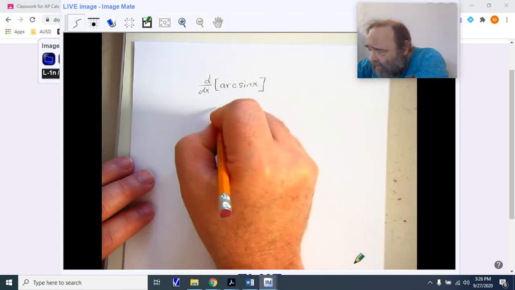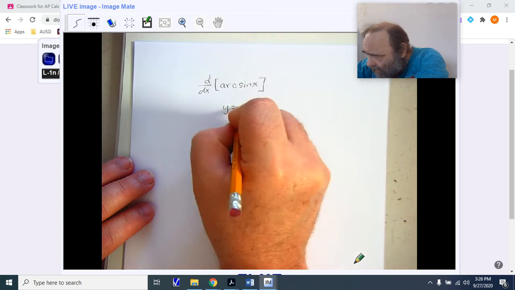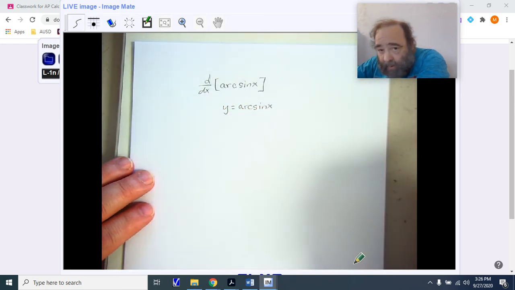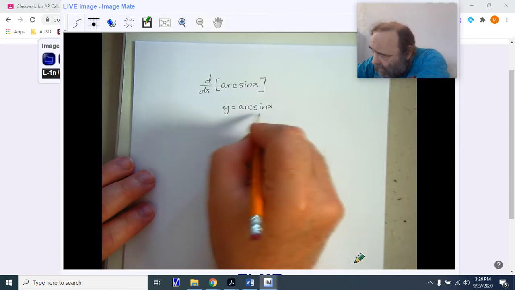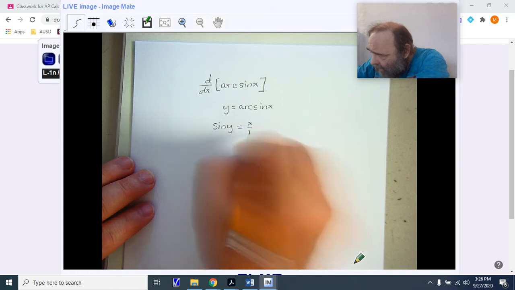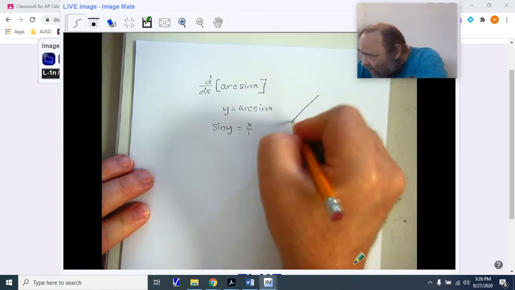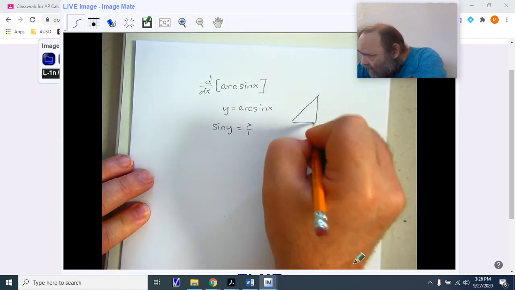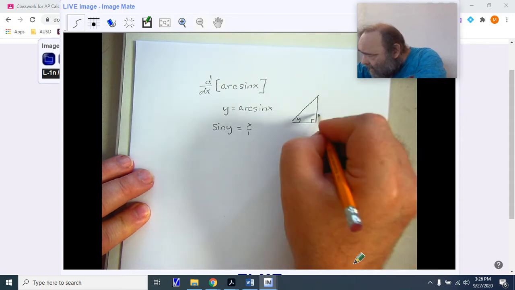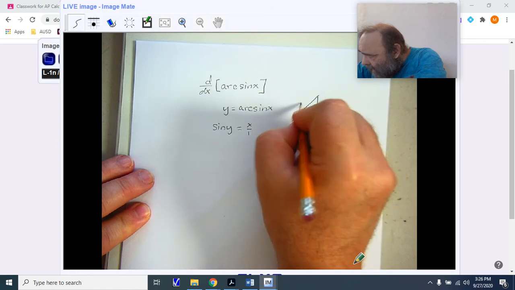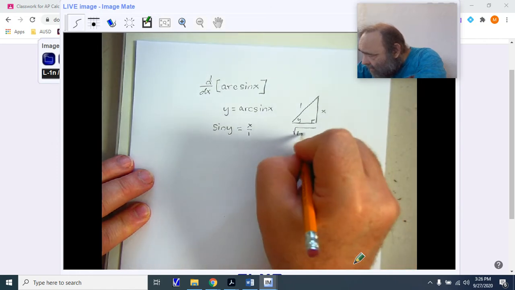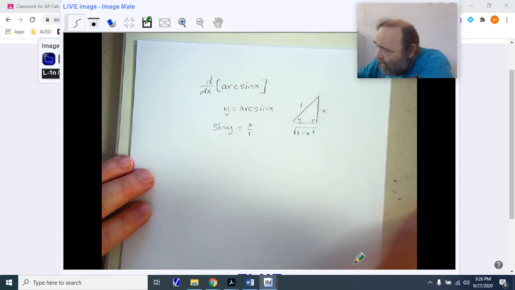Now in order to differentiate this, we're going to follow the same steps that we did in the previous one, which means we're going to have to set this equal to y. y equals arcsine x. We're then going to move the arcsine or the sine over so that the sine of y equals x over 1. This is what's giving us our reference triangle that we'll be using to find our solution. So if we have y here, the sine is the opposite over the hypotenuse, which means that our adjacent side has to be the square root of 1 minus x squared.